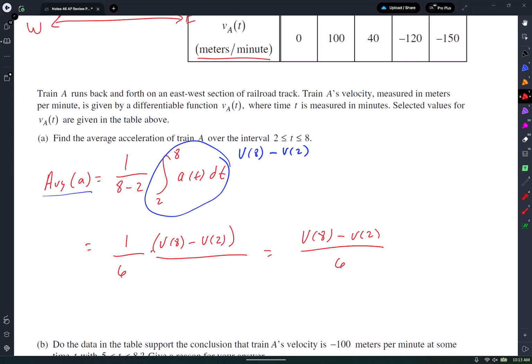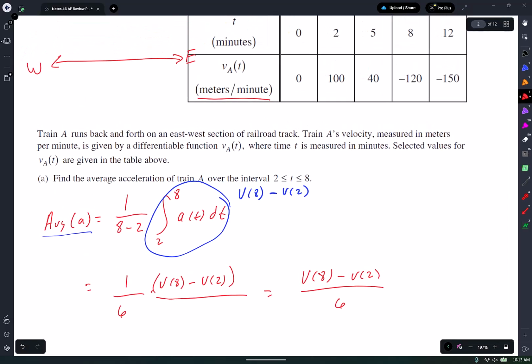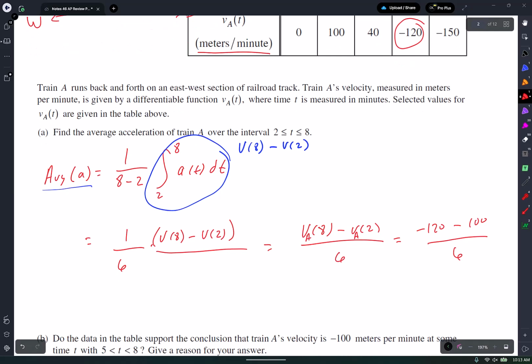Okay, this is still not full credit. What is V of 8? Well, I guess I've got to put a subscript there. I think you'd be fine if you didn't put that subscript, but we probably should. What's V subscript A of 8? Negative 120, minus what's the velocity at 2? 100, divided by 6. So let's see if we can do this.